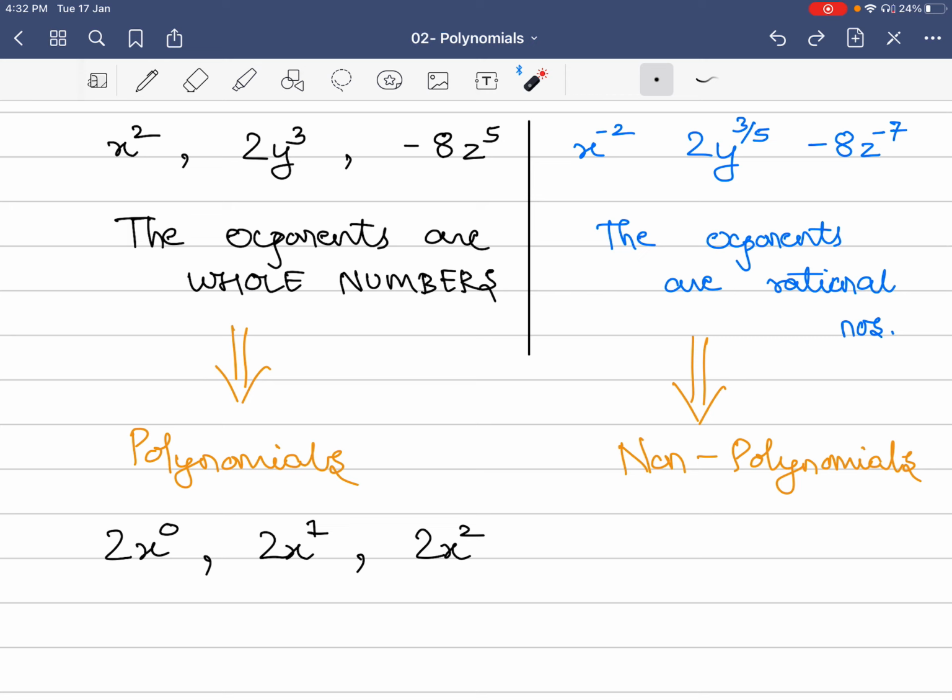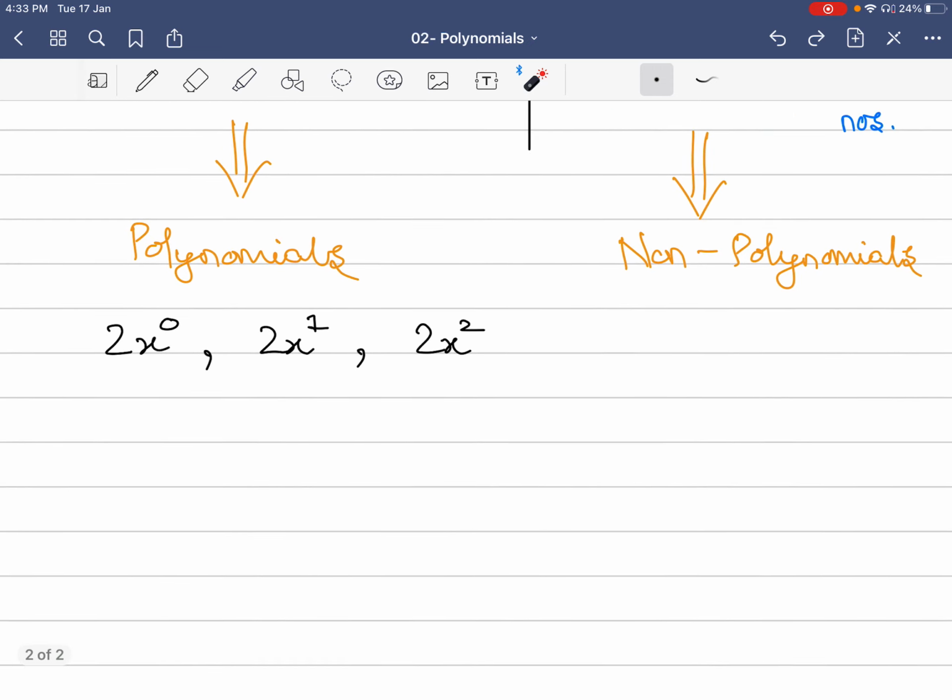In this whole chapter, we are going to only focus on polynomials. So such algebraic expressions are of no use. They are of no concern to us in this whole chapter. Now let us see some more complicated examples of polynomials. So for example, consider this: 2x square plus 3x plus 5. Is this a polynomial? Now that's the question.